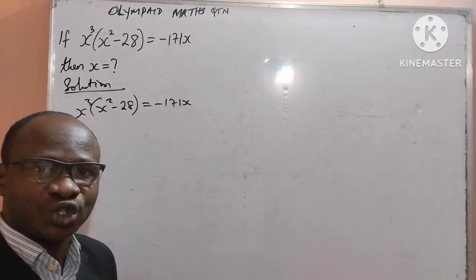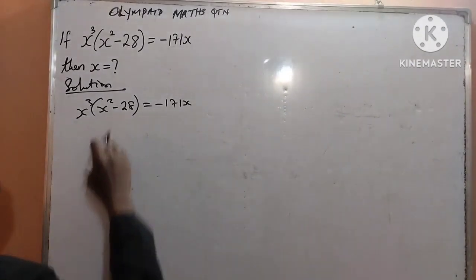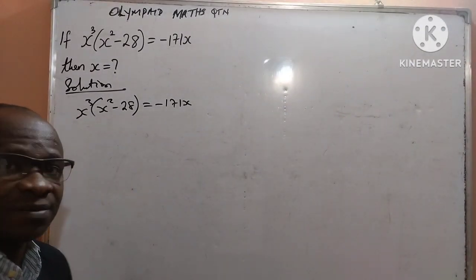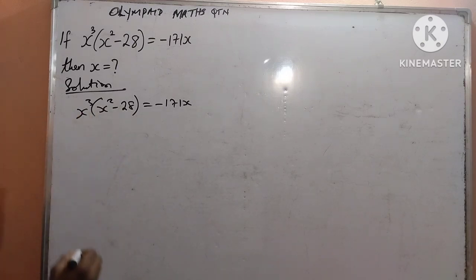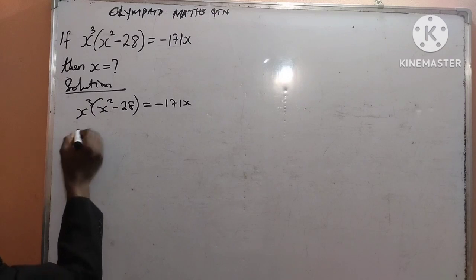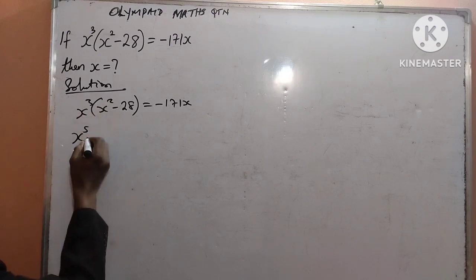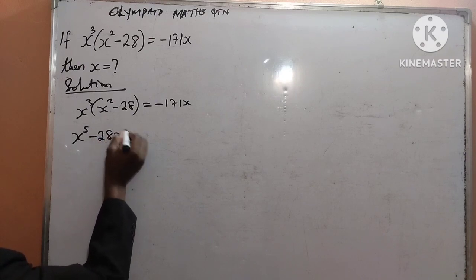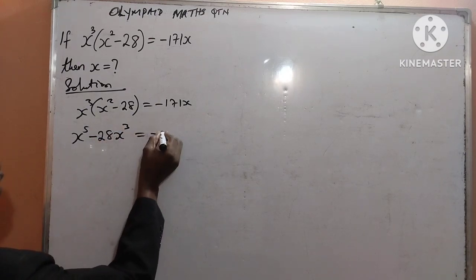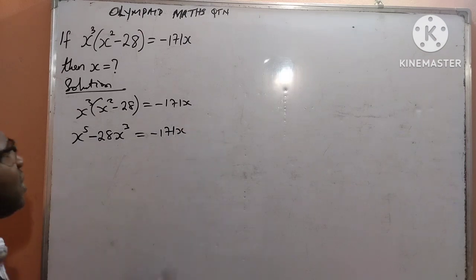The first thing I will do is to multiply through the bracket on the left hand side, that is, opening the bracket. And that is going to be x times x raised to the power 3 times x raised to the power 2, which will give me x raised to the power 5. Then this will give me minus 28x raised to the power 3, then equal to minus 171x.